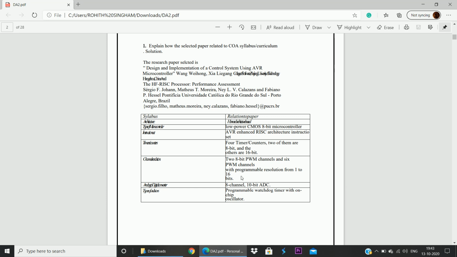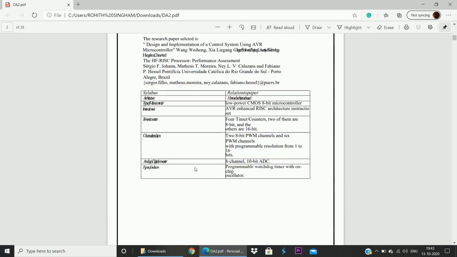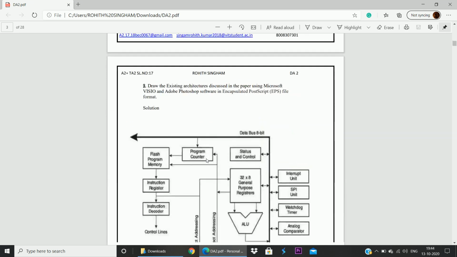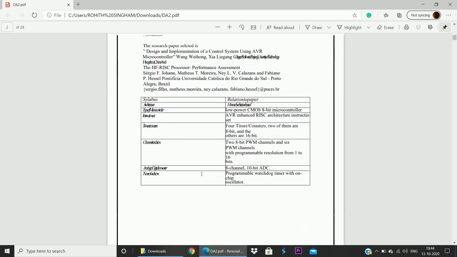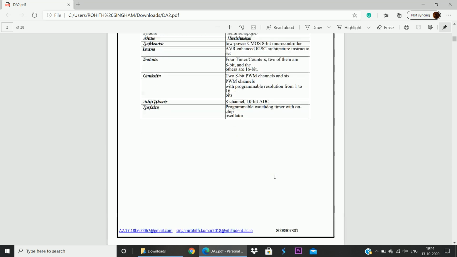Most of the information to answer questions is in the journal paper itself. Other than that, I searched in various sites and I have used some online simulators and tools for drawing and sketching. So I compared the topics discussed in our course with the journal paper. So this is how it is going to relate: timer, channel list, programmable watchdog timer, on-chip oscillator.